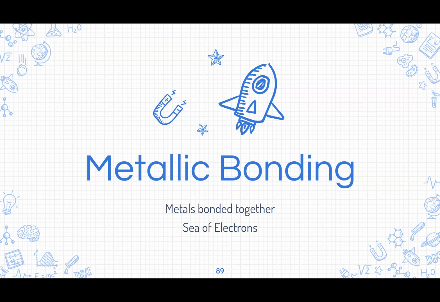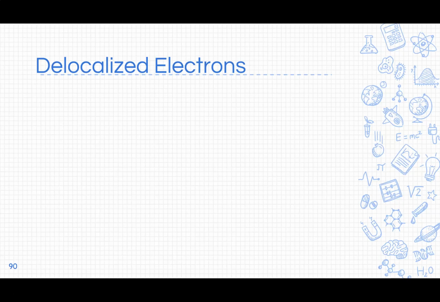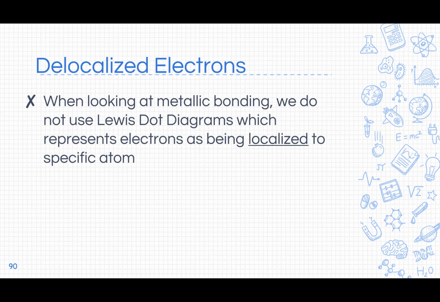Remember that metallic bonding is about metals bonding together, and we always use this term sea of electrons. A major piece of metallic bonding is that it is different than ionic and covalent bonding in that we use a model of delocalized electrons. So when we look at metallic bonding, we don't use Lewis dot diagrams because Lewis dot diagrams represent electrons as being localized to a specific atom. If I say, here's the Lewis dot diagram of calcium, I say these two electrons belong to calcium, right? They're localized to a specific atom.